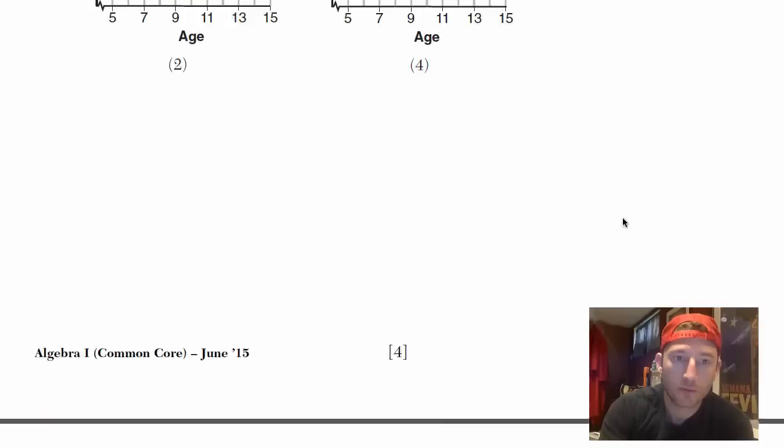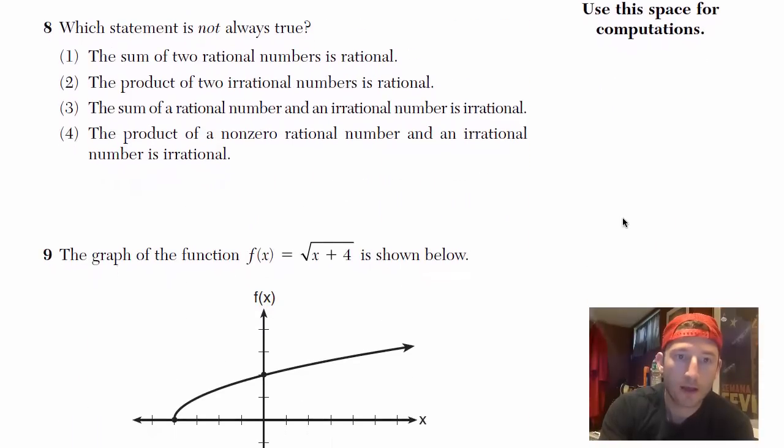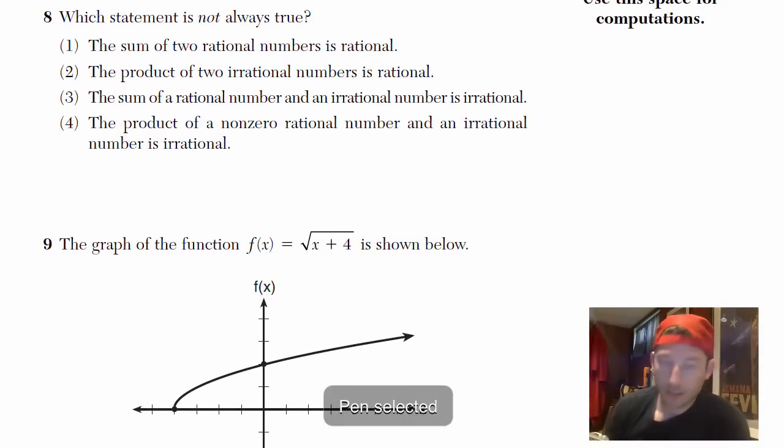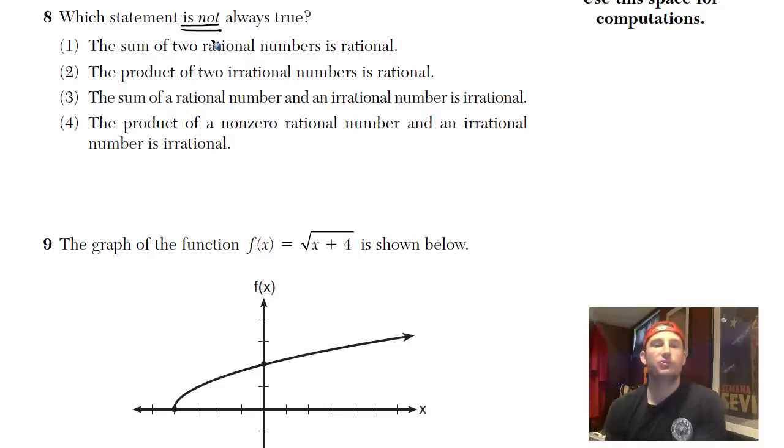Number 8. Hopefully we're making good time here. Which statement is not always true? And I would recommend underlining that. And we'll do it twice. Not always true. The sum of 2 irrational numbers, the sum of 2 rational numbers is rational.